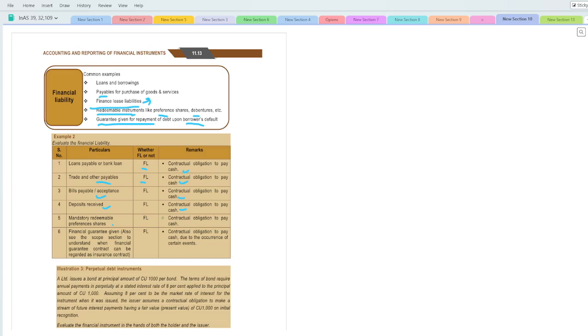Mandatory redeemable preference shares. So this is the same thing, that here also you need to pay the cash in the future. So in all these things, one leg is completed, the another leg is pending, where in the another leg you need to pay the cash in the future. So that's why it is coming under the contractual obligation. So that's why it's a financial liability.